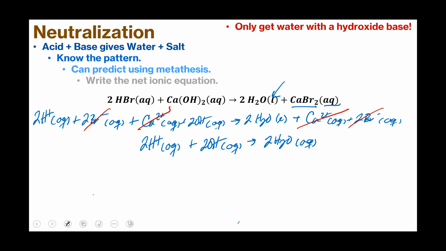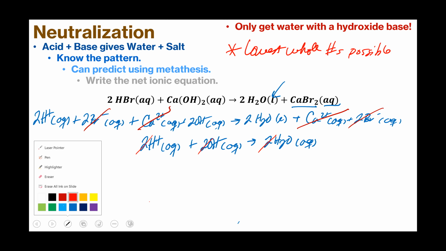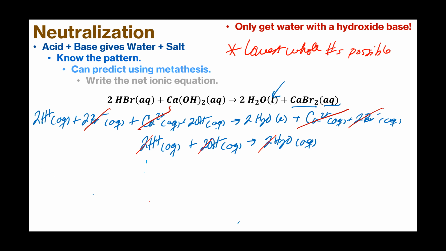A lot of us might stop here. But I want us to remember our balanced equations have the lowest whole numbers possible. So what that means is we've got to get rid of these 2's. If you're actually doing this, you can just erase the 2's. I'm going to rewrite it just so we have it all there for our notes: H plus plus OH minus makes water, liquid.